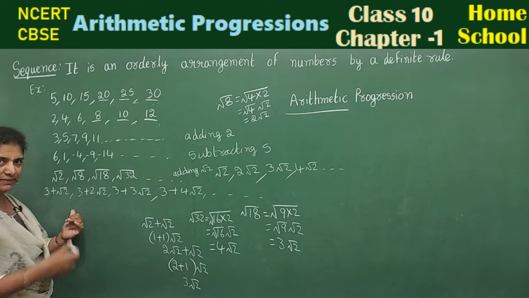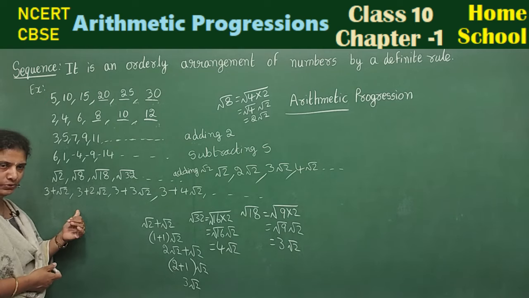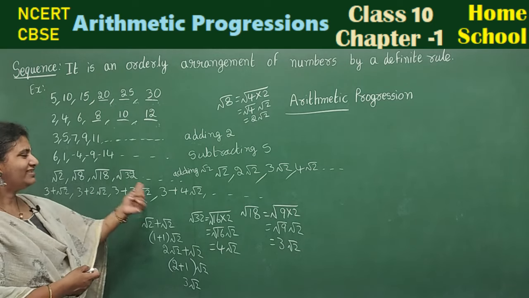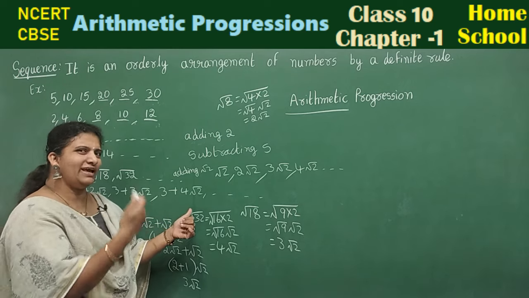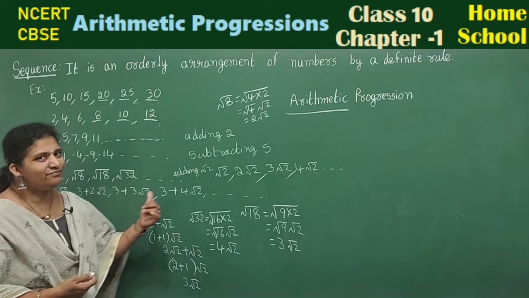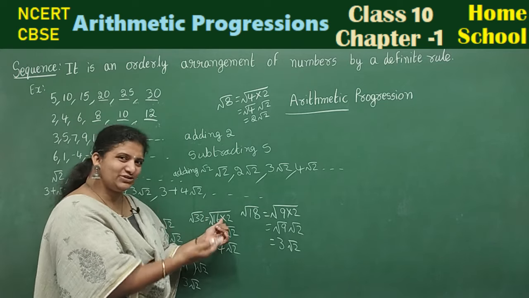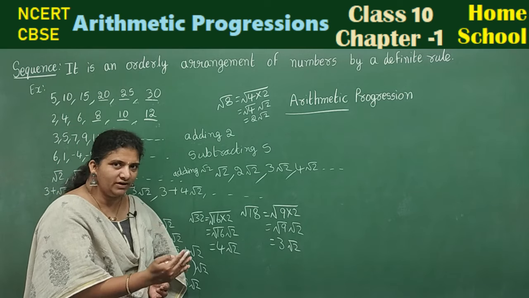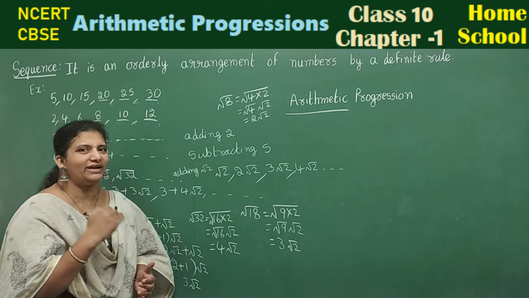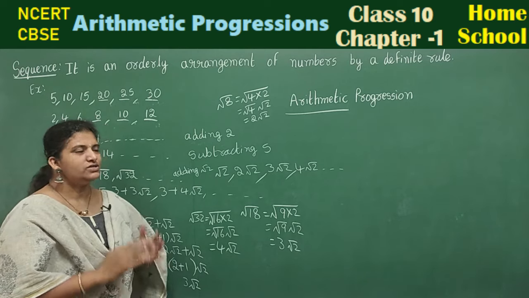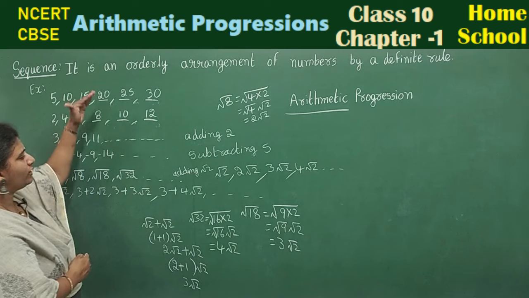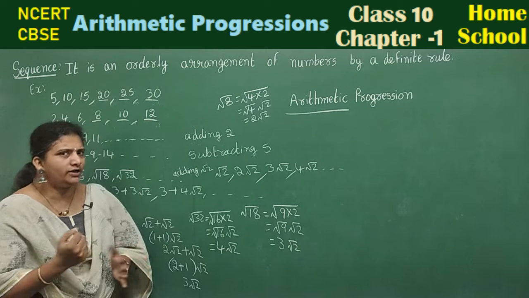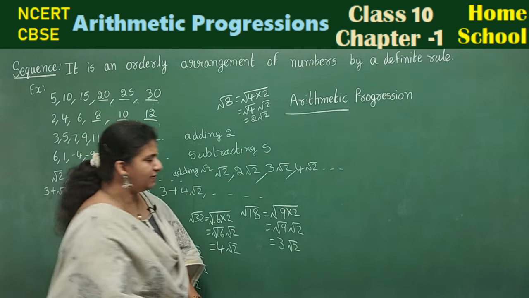And see the last example here. 3 plus root 2, 3 plus 2 root 2, 3 plus 3 root 2, 3 plus 4 root 2. What will be the next number? 3 plus 5 root 2, 3 plus 6 root 2, 3 plus 7 root 2. Here what is the rule? For every number, root 2 is added to get the next number. Okay. So now observe here. These are all the examples for a sequence. Then what about the numbers which are not a sequence? Let us see those examples also.